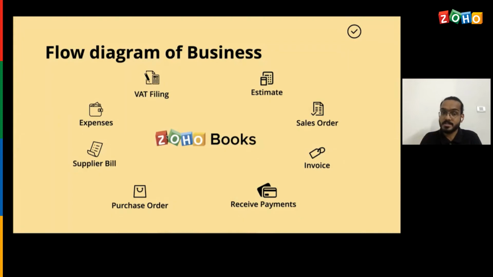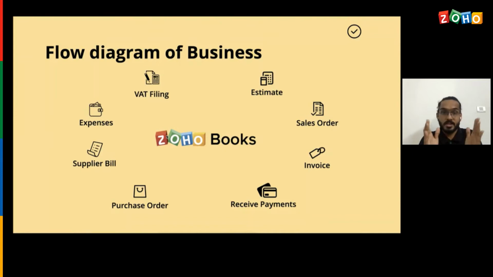And when it comes to purchase, it starts with a purchase order. Once the purchase order is sent by Abdul, the actual shipment of goods comes from the supplier along with the supplier bill. You can record that supplier bill here, and inventory will be added to Zoho Books. After that, Abdul will have some operational and non-operational expenses which are to be added, and that can also be done.